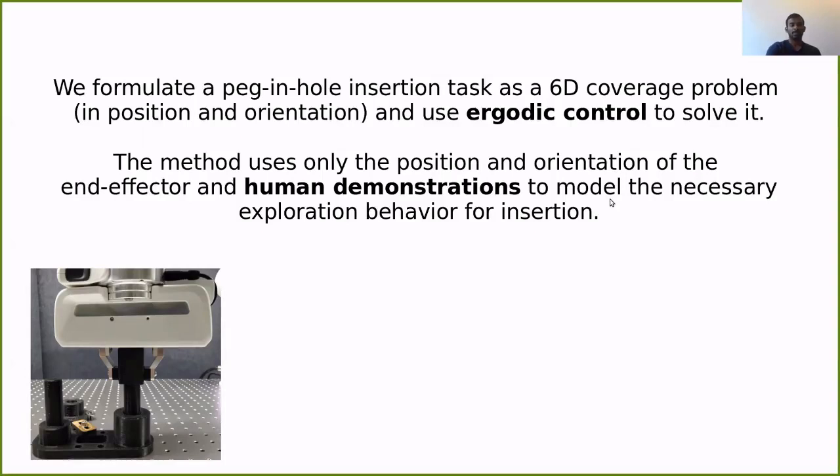In this work, we model the insertion task as a 6D coverage problem where the end effector of the manipulator is actively looking for a position and orientation that lets the peg be inserted into the hole. The approach uses human demonstrations to model the reference probability distribution for the exploration. Thus, our approach does not need any specialized sensors.